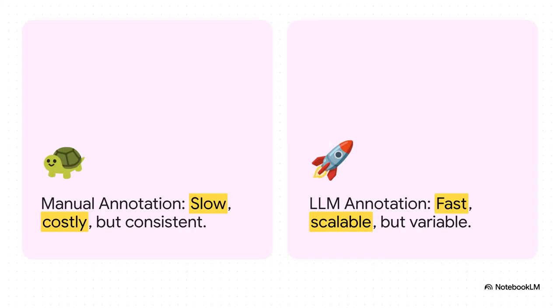This slide really nails the problem. On one hand, you've got manual work by human researchers. It's slow, it's expensive, but you know what you're getting, it's consistent. On the other hand, you have LLMs. They are lightning fast and can scale to massive data sets, but their results can be variable. Ask a slightly different question, and you might get a slightly different answer. That one word, variable, that's the whole problem we need to solve.